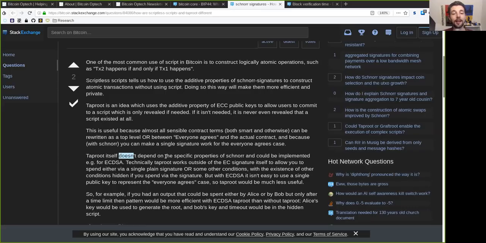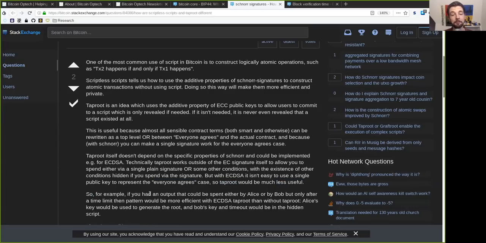Taproot itself does not depend on the specific properties of Schnorr, and it could be implemented, for example, for ECDSA. Technically, Taproot works outside of elliptic curve signatures itself to allow you to spend either via a single plain signature or some other conditions, with the existence of other conditions hidden if you spend via the signature. But with ECDSA, it is not easy to use a single public key to represent the everyone agrees case, so Taproot would be much less useful.